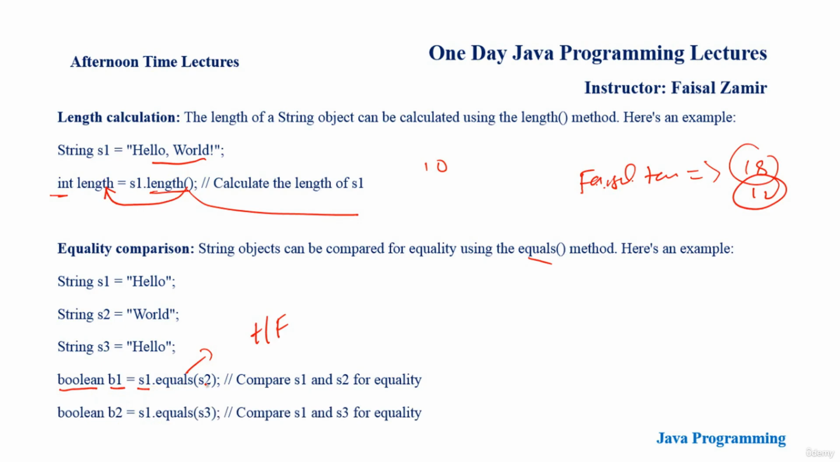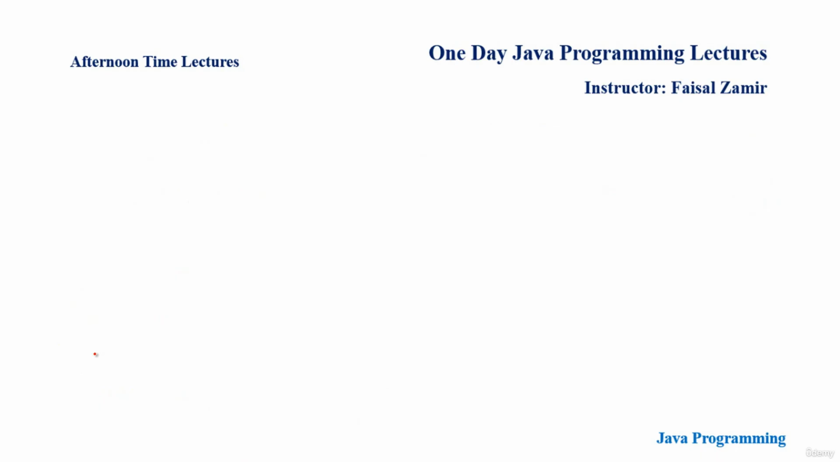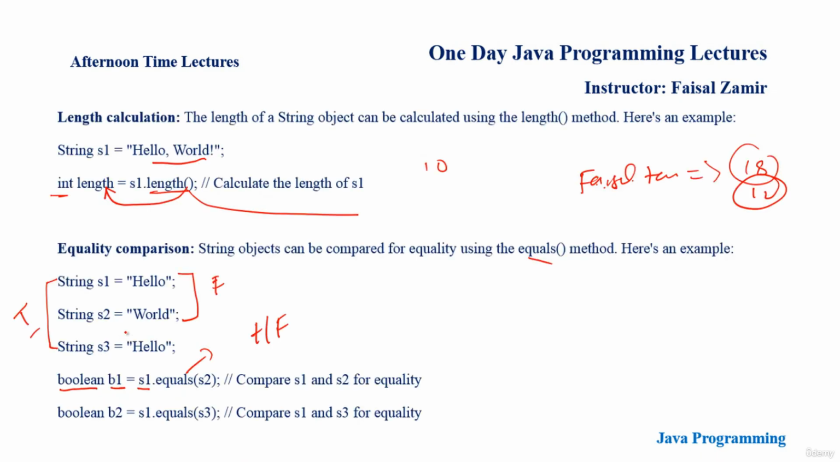So s1 is equal to s2. You can see that s1 equals s2. It will return false because these are not equal to each other. In the second, you can see that s1 is equal to s3. You will get true because these strings are equal to each other. So there are different operations you can perform on a string. Now I will open VS Code and give you different examples related to strings.